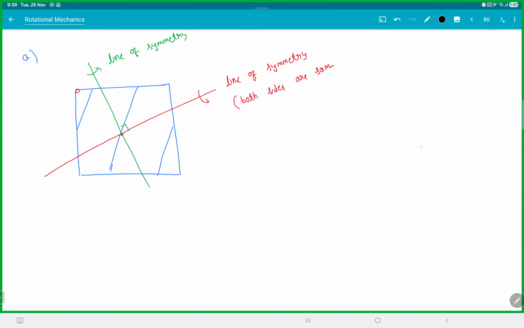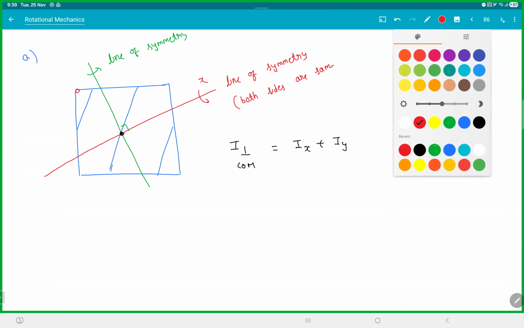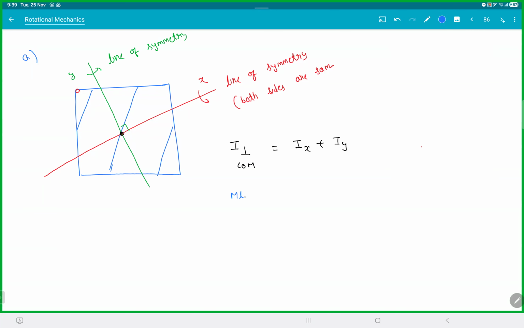Now I can use the perpendicular axis theorem. So I perpendicular, passing through the center of mass, will be Ix plus Iy. This is your x, and let's call this y. So this is m l square, or m a square by 6. We calculated this. And since Ix is equal to Iy, there is a symmetry. They're identical, so we get 2Ix. Ix is equal to m a square by 12, but independent of theta. It doesn't matter. As long as you pass through the center, it will always be the same.